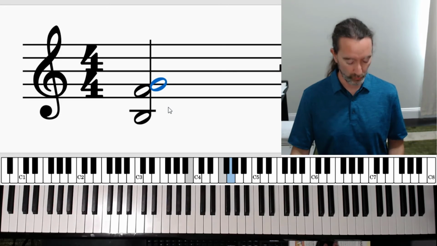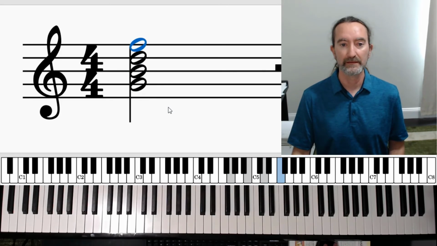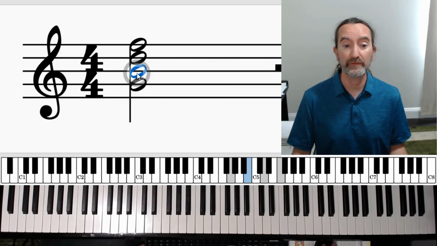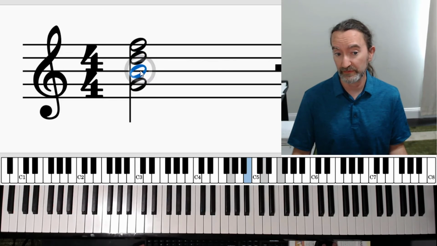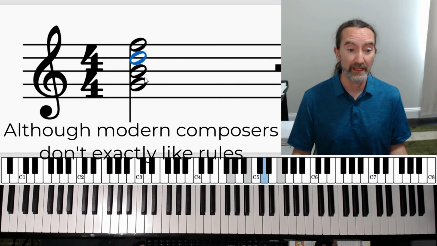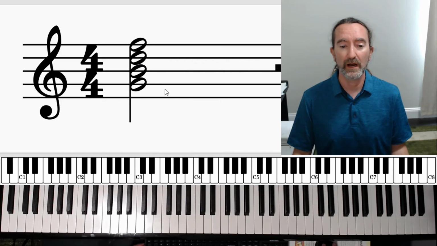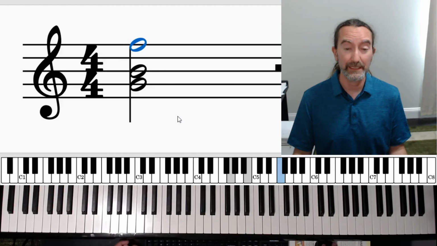Let me explain the rule a little bit. So now when I go back to this original root position chord, the rule is for composition that you can remove either of the 2 middle notes of that seventh chord and still retain the properties of the seventh chord and still keep a seventh chord. So usually they'll remove the 5th. And that way you get G, B, and F.